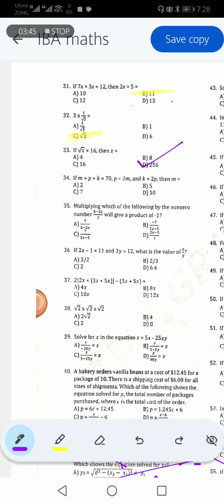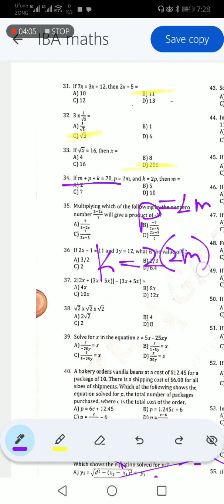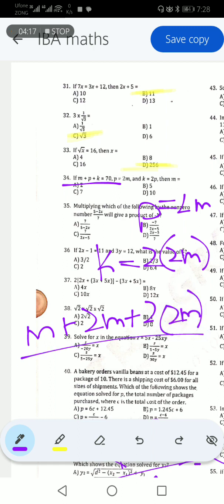After that, in question number 34, if you have a look, the equation is given and you are given the data that P is equal to 2M, and K is equal to 2P. That means K is equal to 2 multiplied by 2M, because P is equal to 2M. After that, put it in the equation, so it will be M plus 2M in place of P, and 2 multiplied by 2M. So solve the right hand side: M plus 2M gives 3M, plus 4M, so it will be 7M. That is equal to 70.